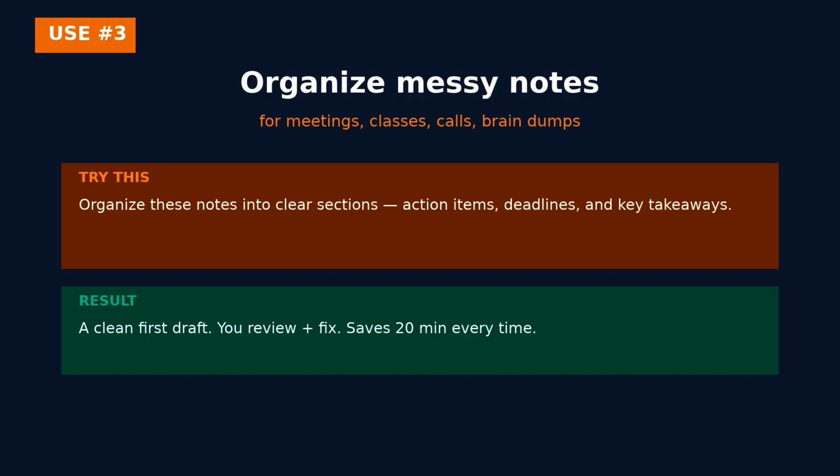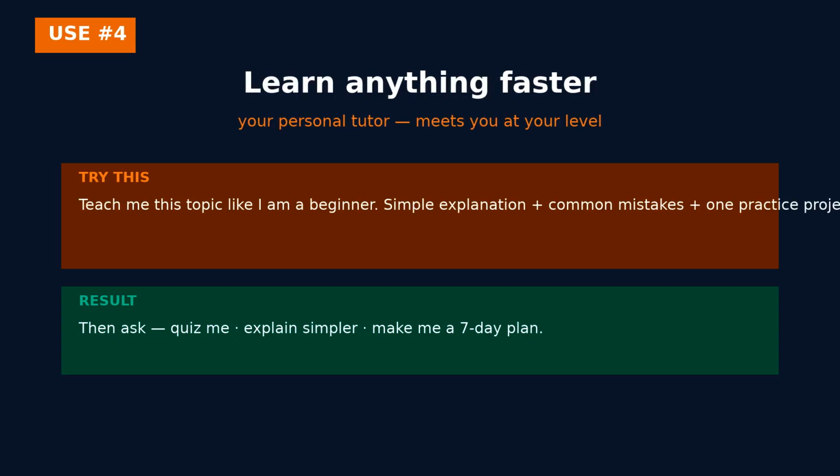3. Use AI to organize messy notes. This one is huge. If you take messy notes from meetings, videos, classes, phone calls, or random ideas, AI can clean them up. Paste your notes and say, "organize these notes into clear sections with action items, deadlines, and key takeaways." Or, "turn this brain dump into a simple plan." Or, "find the most important ideas in these notes."